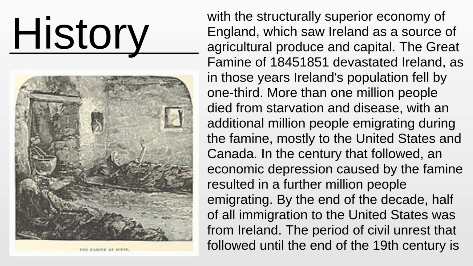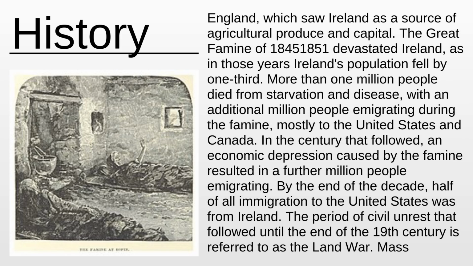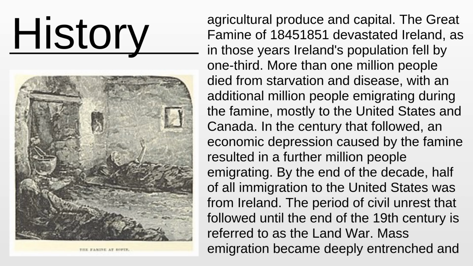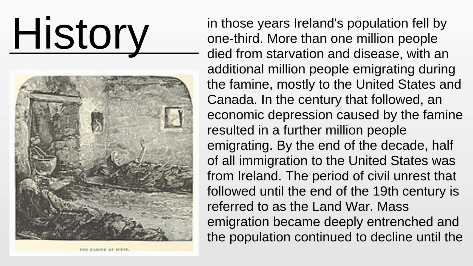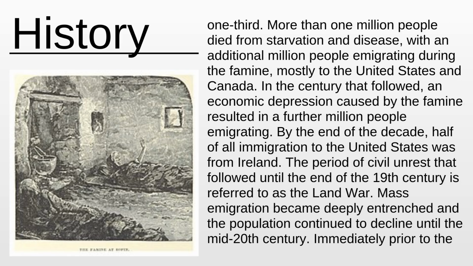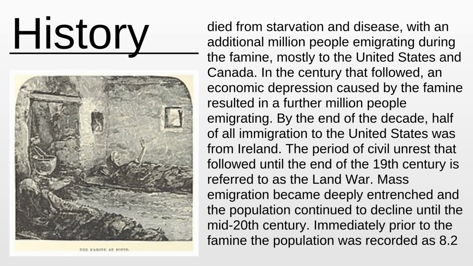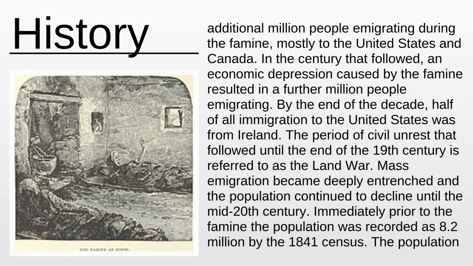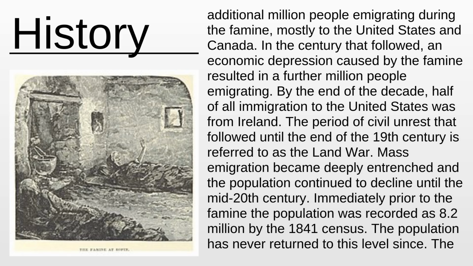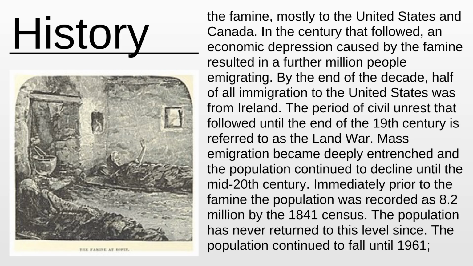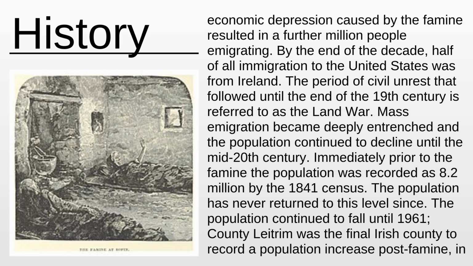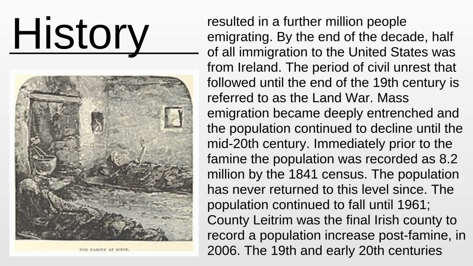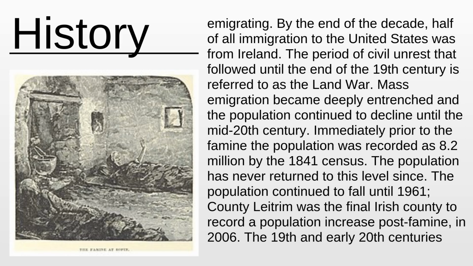The Great Famine of 1845 to 1851 devastated Ireland, as in those years Ireland's population fell by one-third. More than 1 million people died from starvation and disease, with an additional million people emigrating during the famine, mostly to the United States and Canada. In the century that followed, an economic depression caused by the famine resulted in a further million people emigrating. By the end of the decade, half of all immigration to the United States was from Ireland.